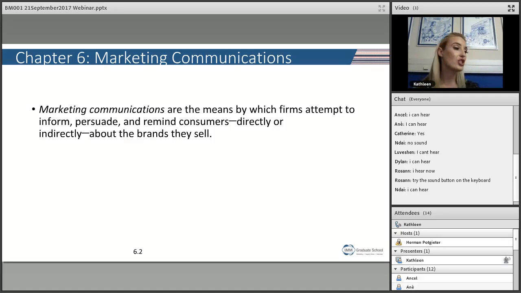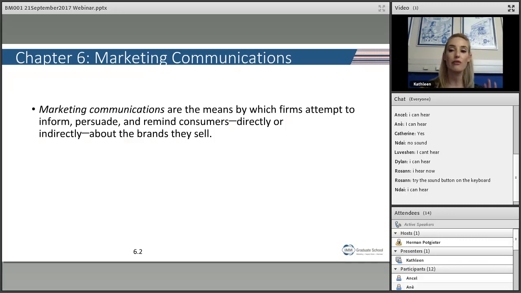Our starting point is just looking at what marketing communications are and what role they play within business and within branding. Marketing communications are defined as the means by which firms attempt to inform, persuade, and remind customers, either directly or indirectly, about the brands that they sell.